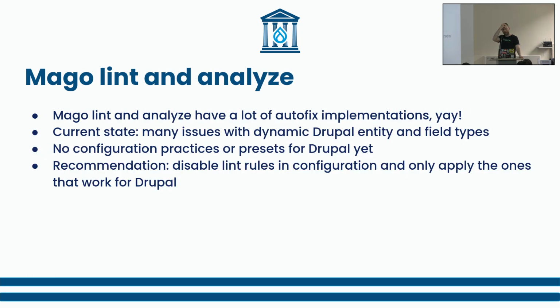Mago lint and analyze, we have a lot of autofix implementations, so that's great. So as with format, Mago focuses on formatting code for you, even with the linter. I ran Mago lint on Drupal core and autofix everything, and it failed with a memory leak. So I reported the memory leak to the Mago maintainers. It was eating up all the RAM on my computer and crashing because it found 180,000 issues to fix in Drupal core. Of course, that happens because we have dynamic fields and so on, you know the story. We also don't have configuration best practices for the linter and analyzer yet, so that's still yet to come. I think we just got started with this.